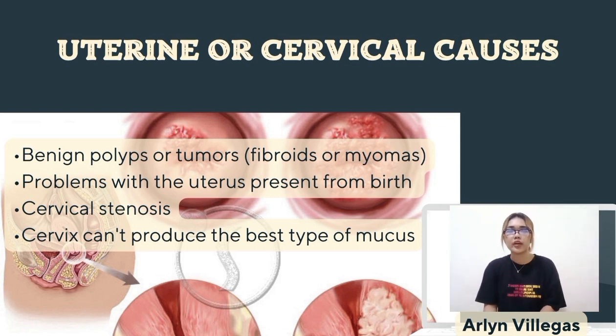So problems with the uterus present from birth. So an unusually shaped uterus can cause problems with becoming or remaining pregnant. Another one is cervical stenosis, a narrowing of the cervix which is caused by an inherited malformation or damage to the cervix. The last one is sometimes the cervix can't produce the best type of mucus to allow the sperm to travel through the cervix into the uterus.